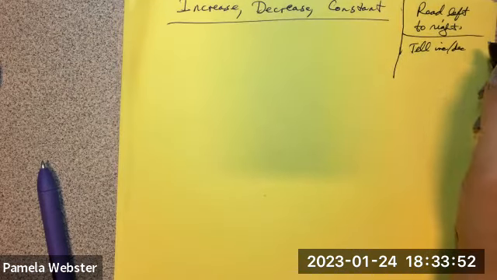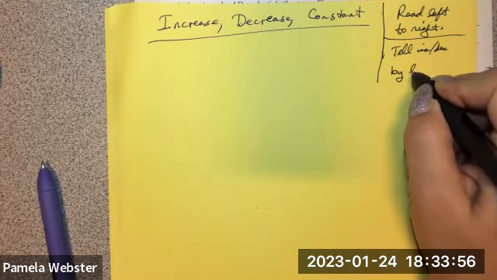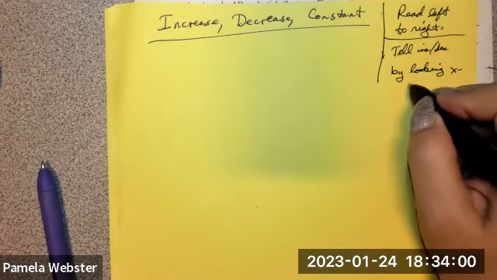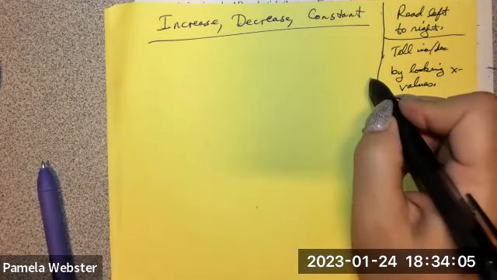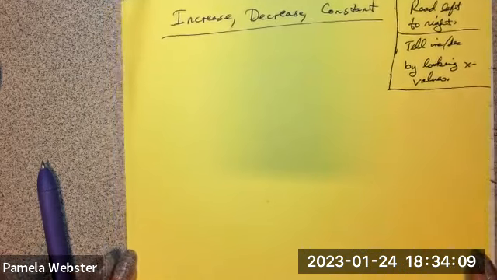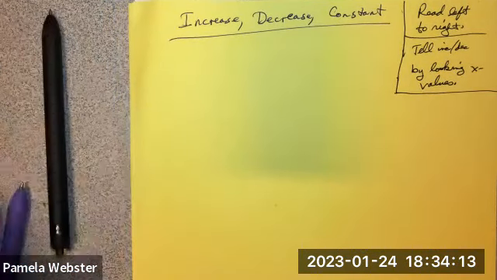or constant, but I'm not going to worry about constant right now, by looking at the x values. So we look left to right, and that means x values. If we were looking up and down, that would mean y values. Like when you're looking at a range, you're looking up and down, that is your y values. Domain, left to right, that is your x values.